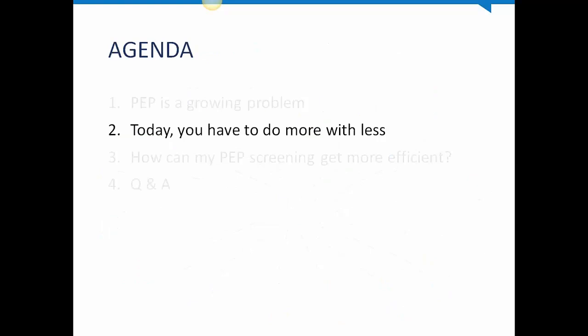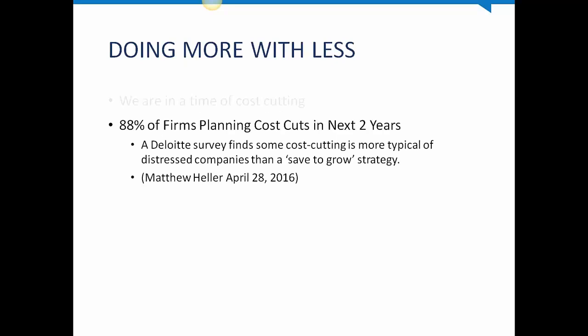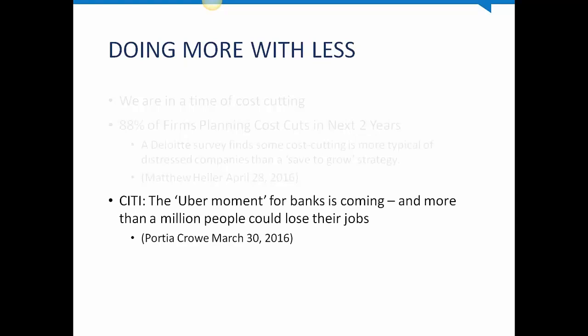So compare that to this: I've got a PEP population that's growing every single day, but I live in a world, especially in the financial space, where I'm facing cost cutting, right? 88% of the firms say they're going to do cost cutting in the next 2 years, and it's not all to save to grow and reinvest in new strategy. A lot of it is because companies are getting stressed and they're trying to make their bottom line numbers. So there's a whole lot of cost cutting going on, especially if you look at a lot of the banks. There's a lot of doom and gloom out there that there could be some massive layoffs that continue to happen in the banking sector. So again, you've got a growing PEP problem.